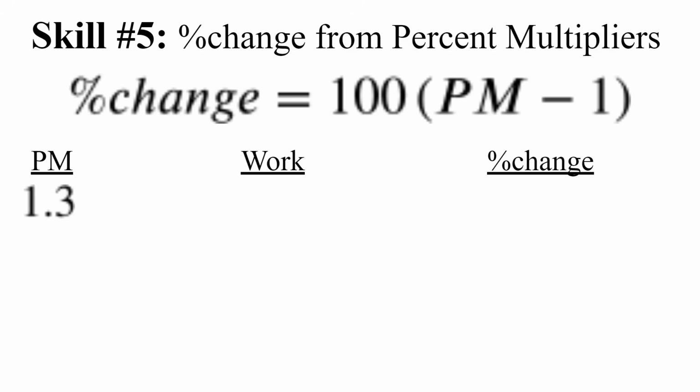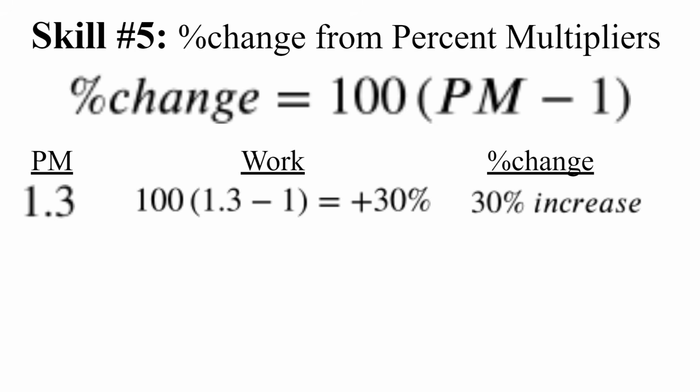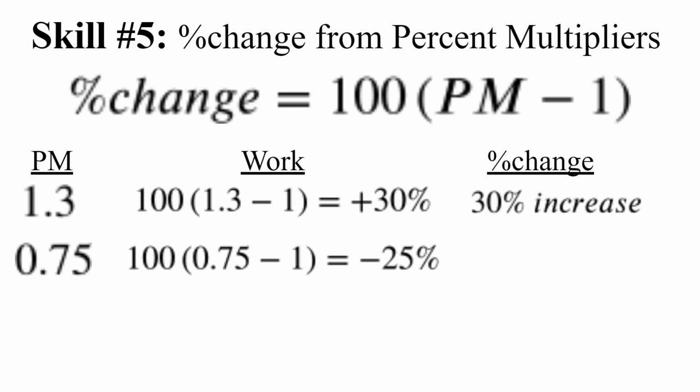So let's say we have a percent multiplier of 1.3. We're going to do 1.3 minus 1. That gives us 0.3. 0.3 times 100 is 30%. It's a positive 30%. So we're going to say the percent change is a 30% increase. Let's say we had a percent multiplier of 0.75. So first we're going to do 0.75 minus 1. That gives us negative 0.25. Multiply by 100, we get negative 25%.